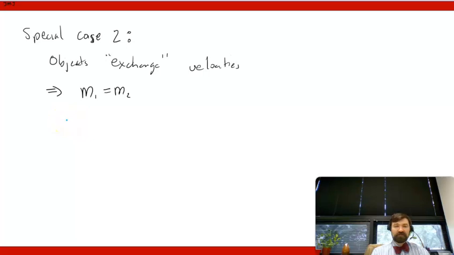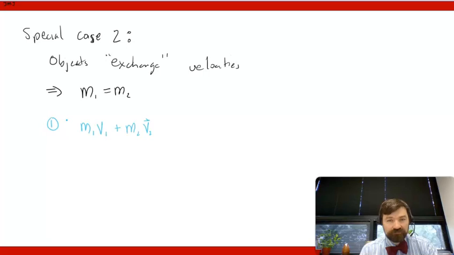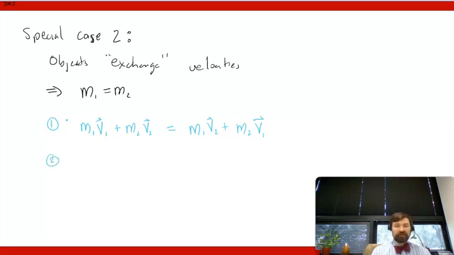Okay, so your equations now will look like this. Number 1 becomes M1 V1 plus M2 V2, and this will become M1 V2 plus M2 V1. Our kinetic energy equation would become 1/2 M1 V1 squared plus 1/2 M2 V2 squared is 1/2 M1 V2 squared plus 1/2 M2 V1 squared.